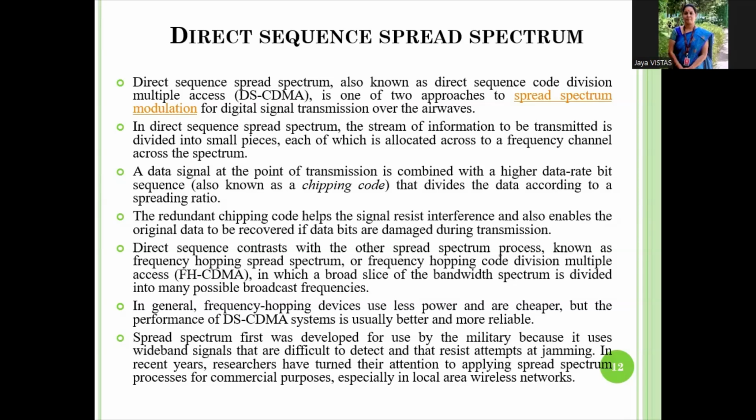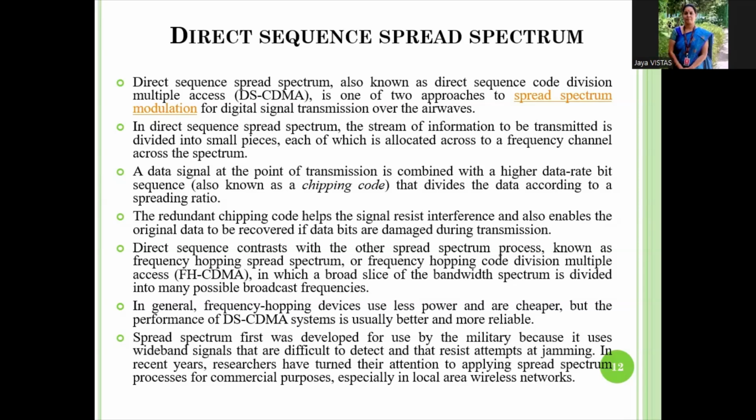Here the data signal at the point of transmission is combined with a higher data rate bit sequence, also known as a chipping code, that divides the data according to a spread ratio. The redundant chipping code helps the signal resist interference, and it also enables the original data to be recovered if data are damaged during the transmission.